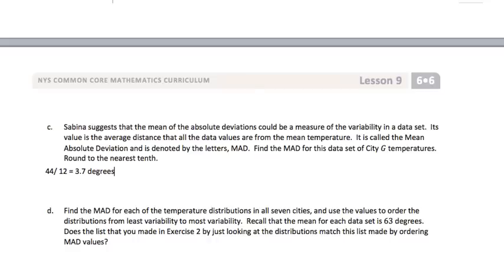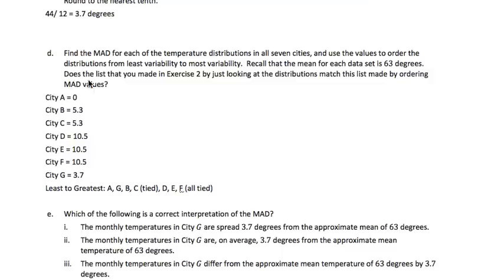Next, we'll find the mean absolute deviation for each of the temperature distributions in all 7 cities. And we'll use the values to order the distributions from least variability to most variability. Recall that the mean for each data set was 63 degrees. So after calculating, we find the cities with mean absolute deviations in the list. Remember, city A had exactly the same temperature for every data point, so there was no variability whatsoever.